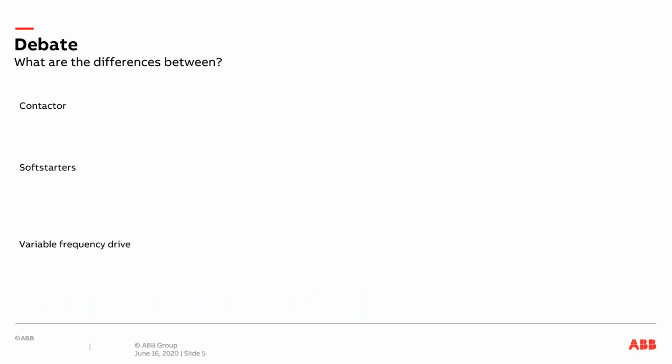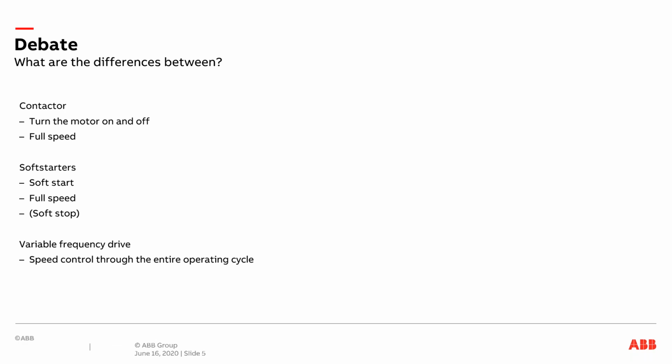So what is the difference between a contactor, soft starter, and a variable frequency drive? A contactor can turn a motor on and off, and the motor runs at basically full speed. A soft starter can soft start a motor, the motor runs at full speed, and you can soft stop it as well. Whereas in a variable frequency drive, speed can be controlled throughout its entire operating cycle.